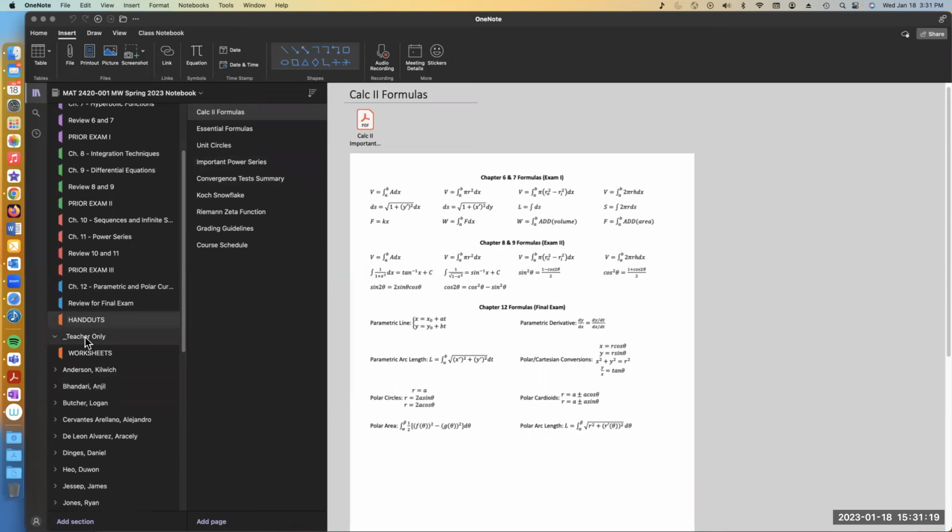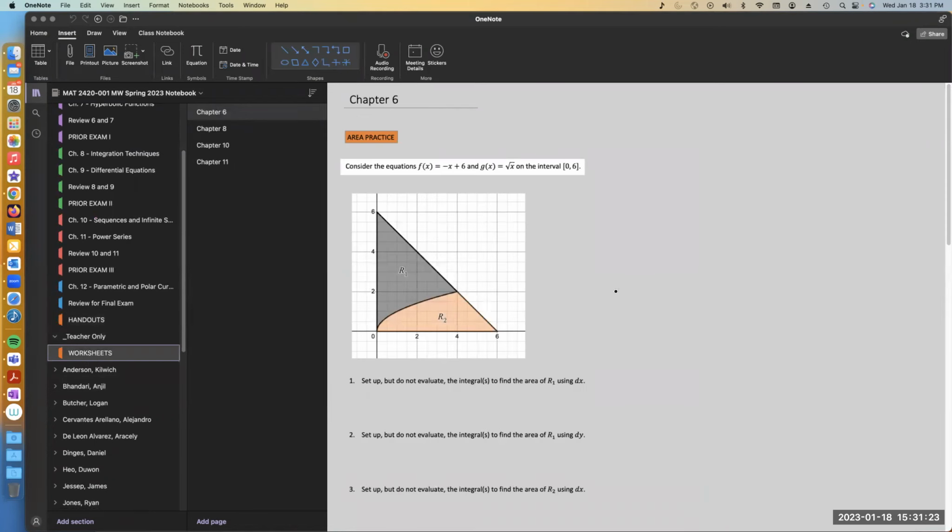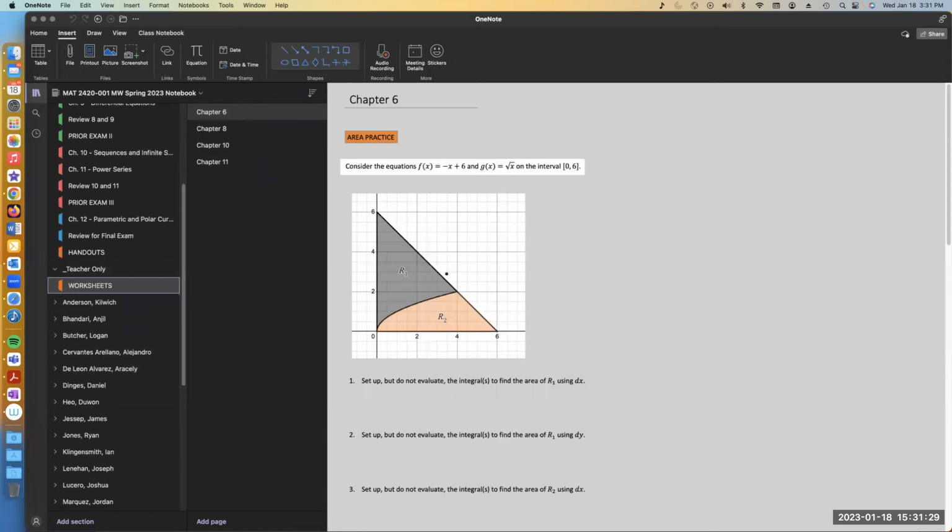This teacher only space, that's just for me. You can't see this stuff. And this is where I'm building the worksheets. And actually, let's do it right now. Let's deploy this worksheet. So this is where I'm going to build the worksheet.